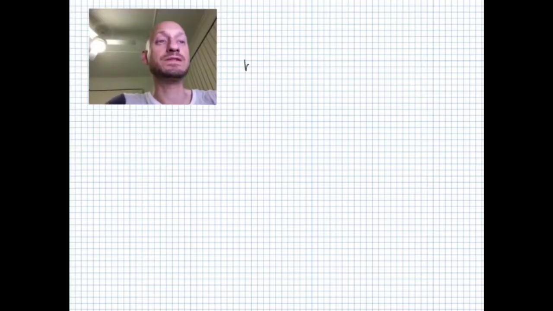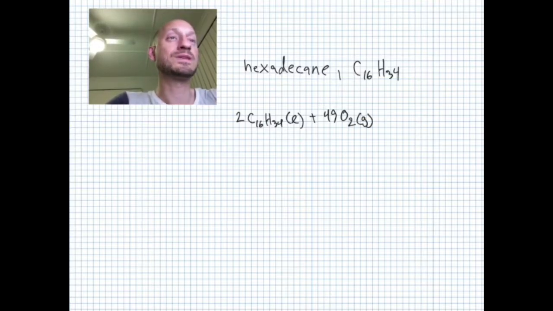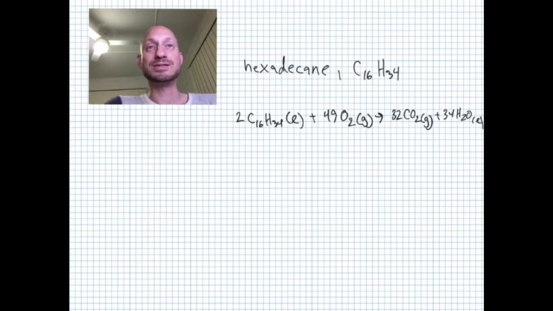For example, let's do hexadecane, which is C16H34. It burns according to: 2 C16H34 plus 49 O2 goes to 32 carbon dioxide gas plus 34 H2O liquid. So other products of combustion include sulfur dioxide, nitrogen oxides, carbon monoxide, and particulate carbon, which is soot.